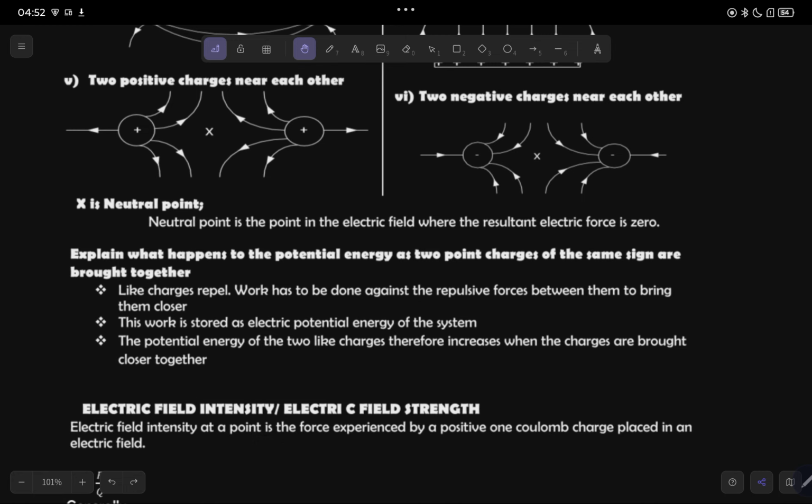Conversely, if they are like charges and you try to separate them again, you are doing work against the repulsive force between the two charges. And therefore, as you take apart two similar charges, the electric potential energy in the system increases.